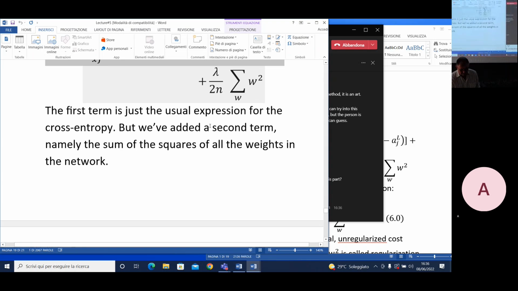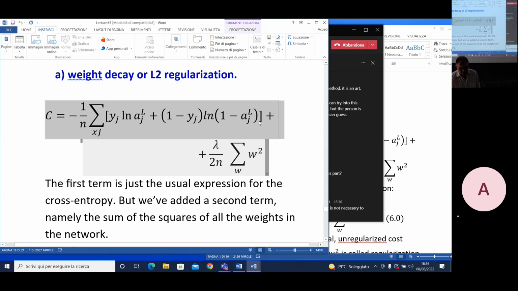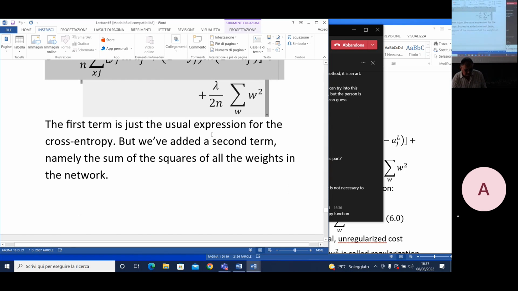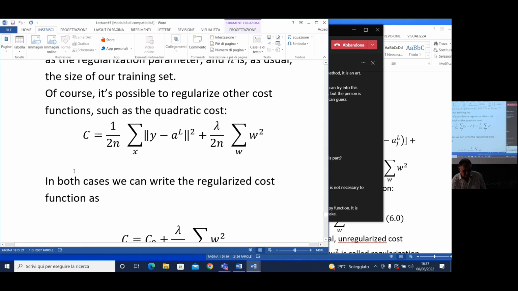Of course it is not necessary to take our cross entropy function. It is enough to take, for example, also our classical square cost function. Yes, this is the first term, and to add the L2 regularization parameter. Why L2? Because what is the space L2? It is space with the square norm.